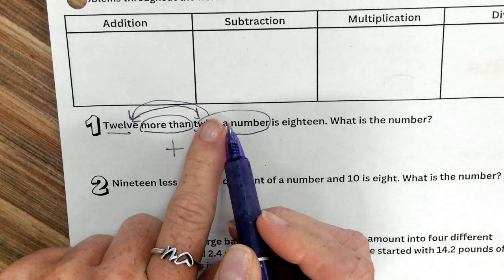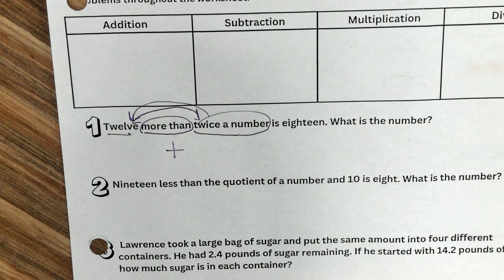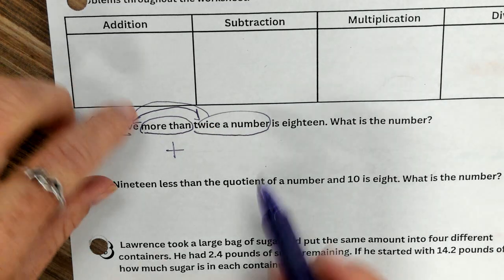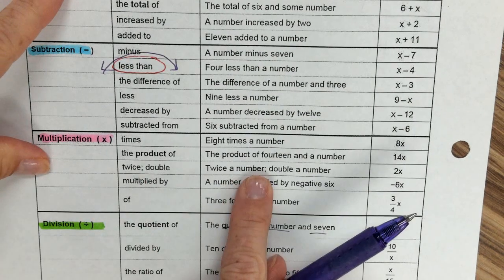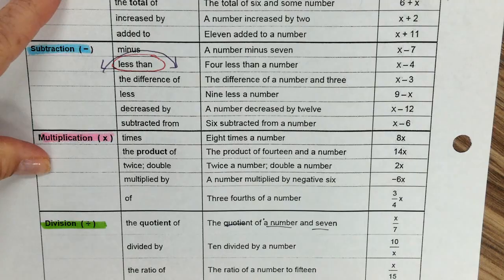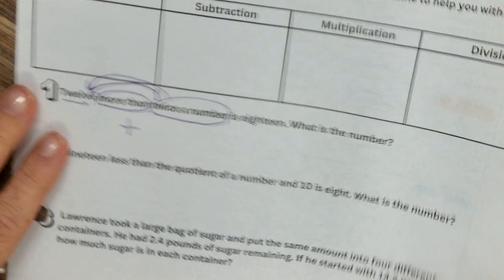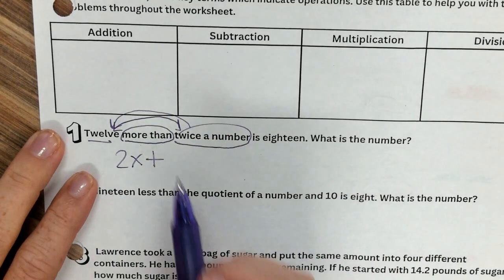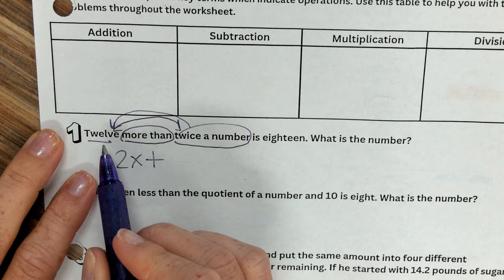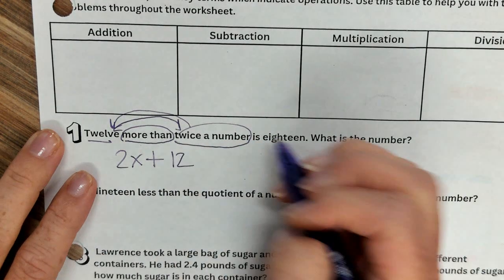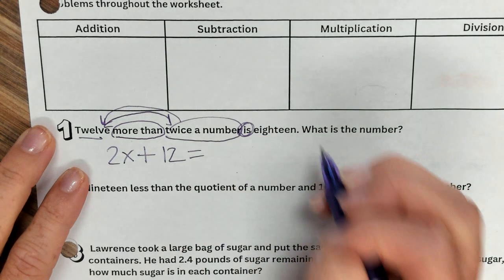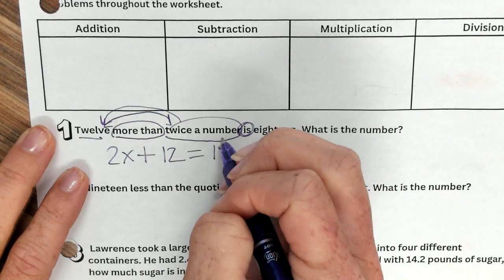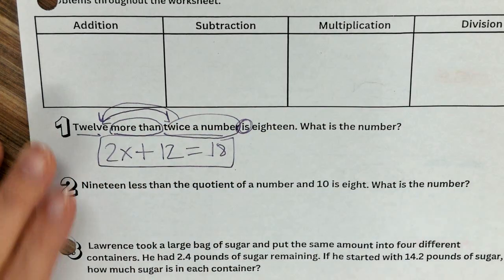How would I write twice a number? 2x. And guys, if you don't know, you can literally go back here and it'll say twice a number and it says 2x. So it tells you how to do it on the cheat sheet. Okay? So 2x goes here. What's going to go here? 12, because it goes behind it. Is 18. You're going to box this in because it's your answer for your equation.